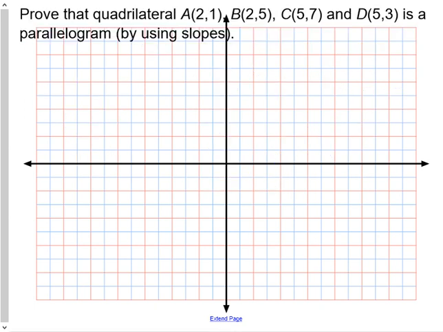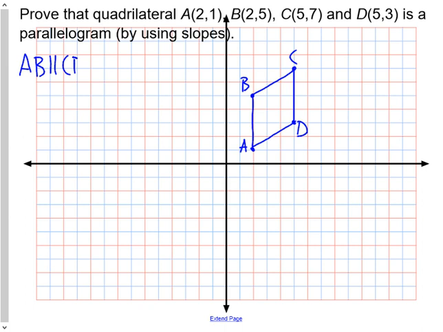So one last one, and this is kind of getting into the proof side of it. Prove the quadrilateral with vertices 2, 1; 2, 5; 5, 7; and 5, 3 is a parallelogram by using slopes. So what they're saying is show that opposite sides are parallel in this picture. So what they're wanting us to do is to show is AB parallel to CD? That's what they want. And then is BC parallel to AD? Those are the two questions they're asking.